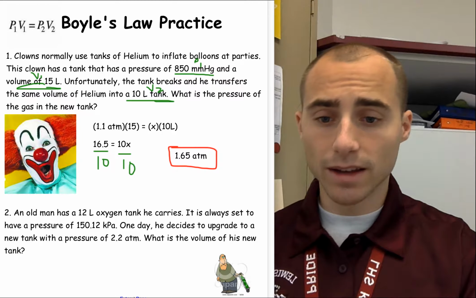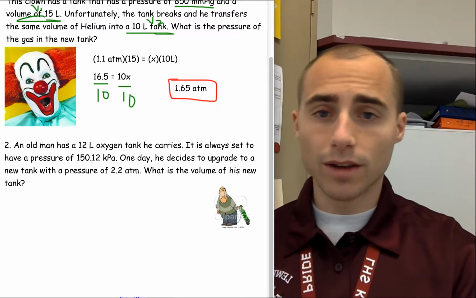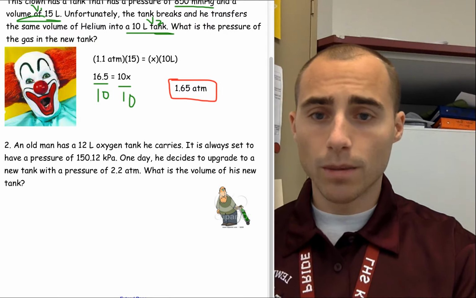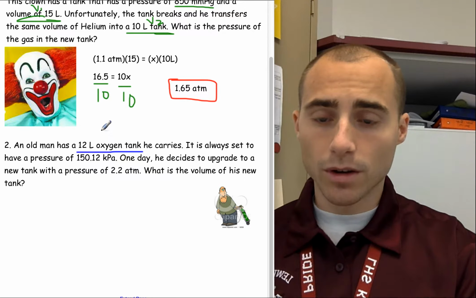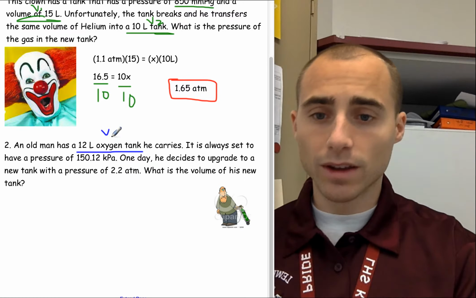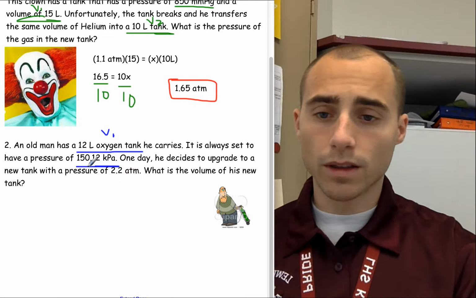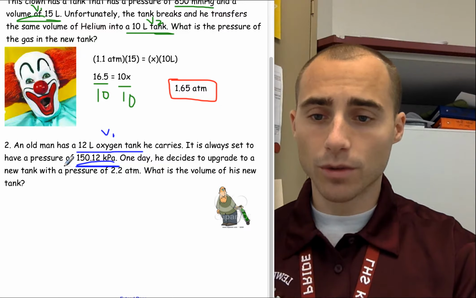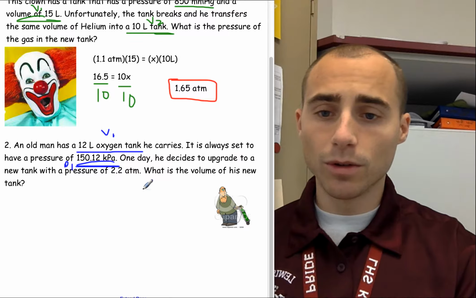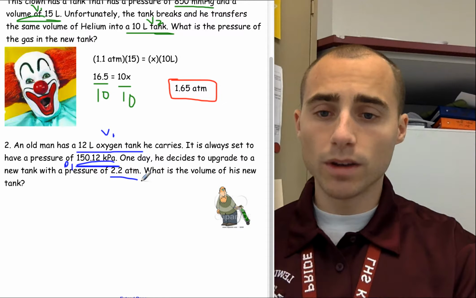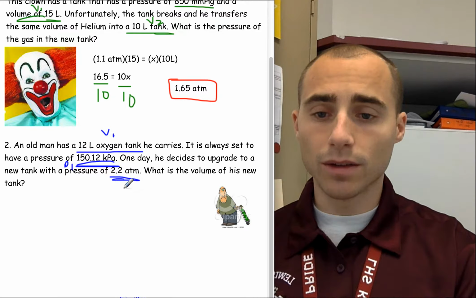All right, let's look at our second example here. We have an old man with an oxygen tank, and his oxygen tank is about 12 liters. So that's going to be our volume 1. It's set to have a pressure of 150 kilopascals right there. That's going to be our pressure 1. He decides to upgrade to a new tank with a pressure of 2.2 atmospheres. What is the volume of his new tank? So this is our pressure 2.